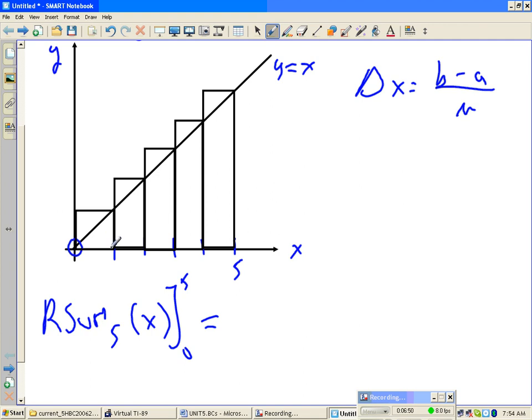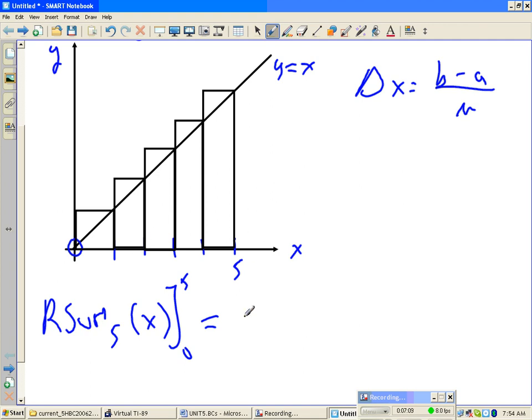Now, what is the area of the first rectangle? What's the area of any rectangle? Base times height. The base is how long? 1. The height is 1. Okay, now what is it? Technically, it's f of 1 times delta x. It's f of 2 times delta x, right?